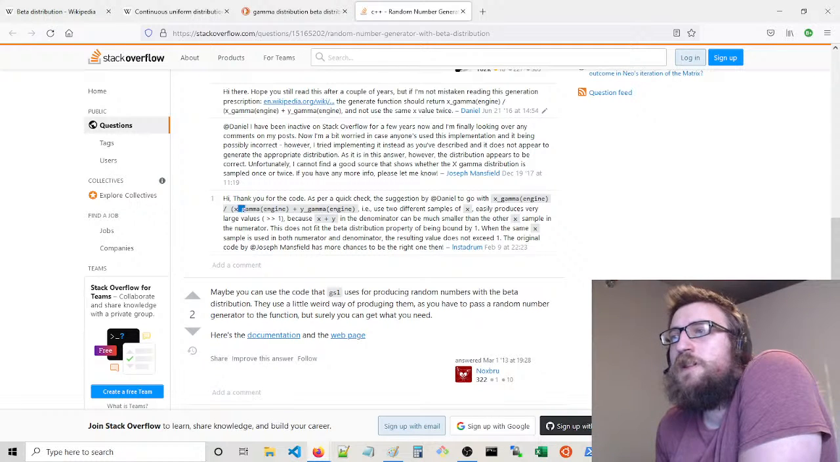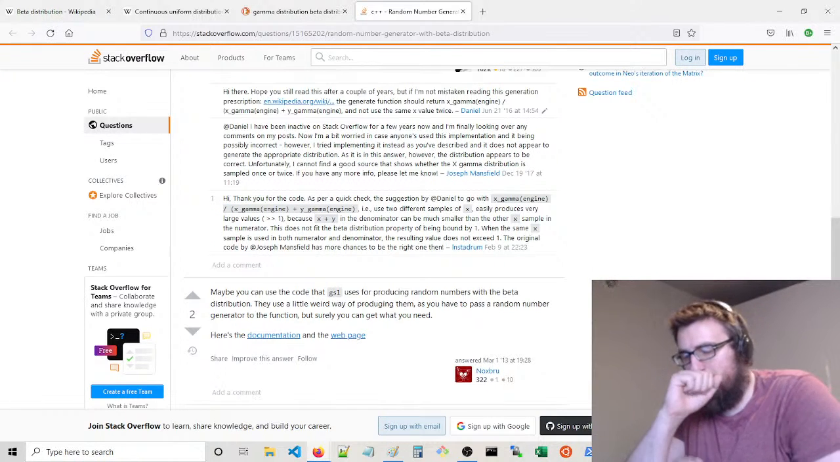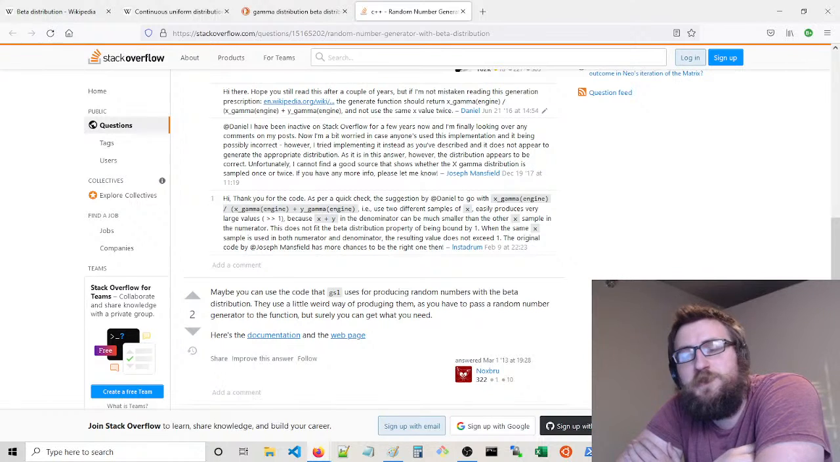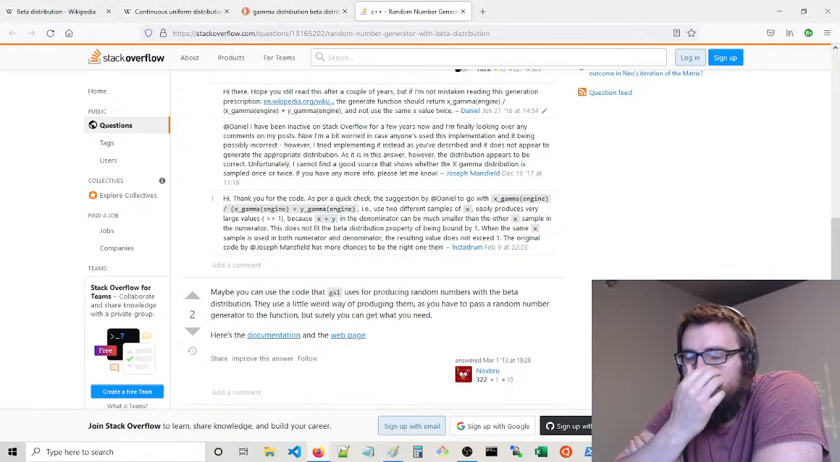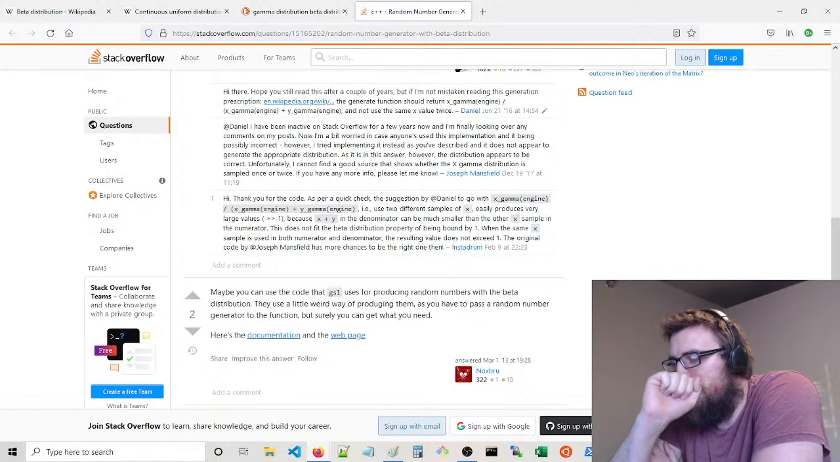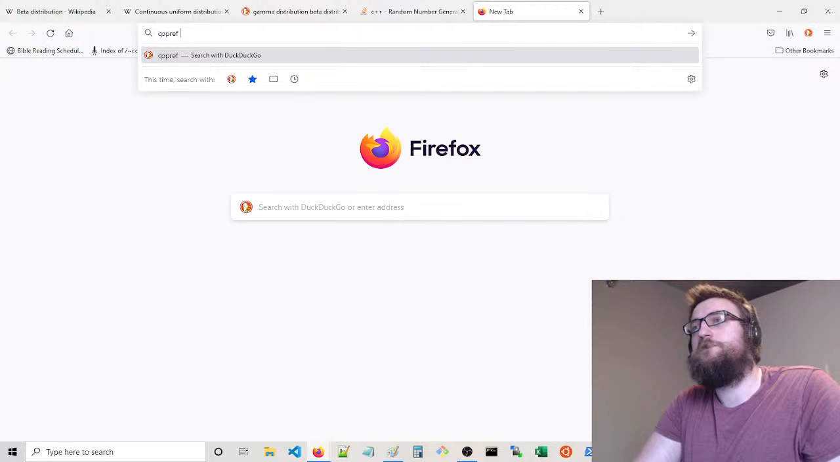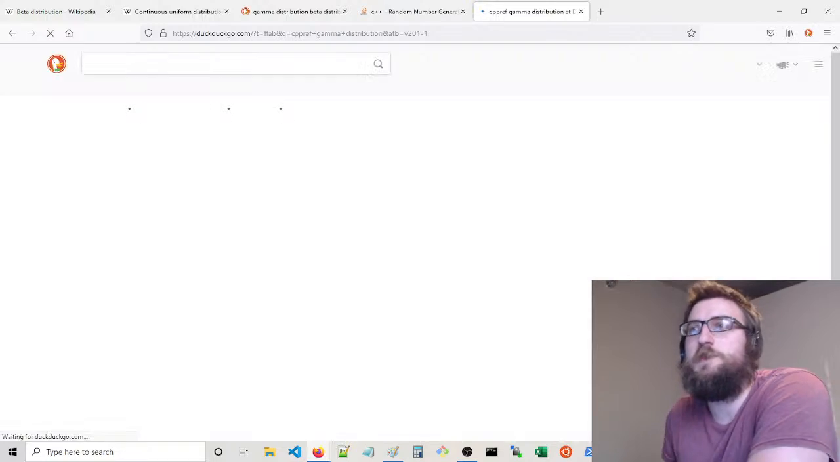But yeah, so if x and y are gamma distributions, then x over x plus y is a beta distribution. And actually, the gamma distributions are, I think, alpha and beta, and that'll give you the beta. If you have A and B for the gamma distributions, this is like a really neat thing.